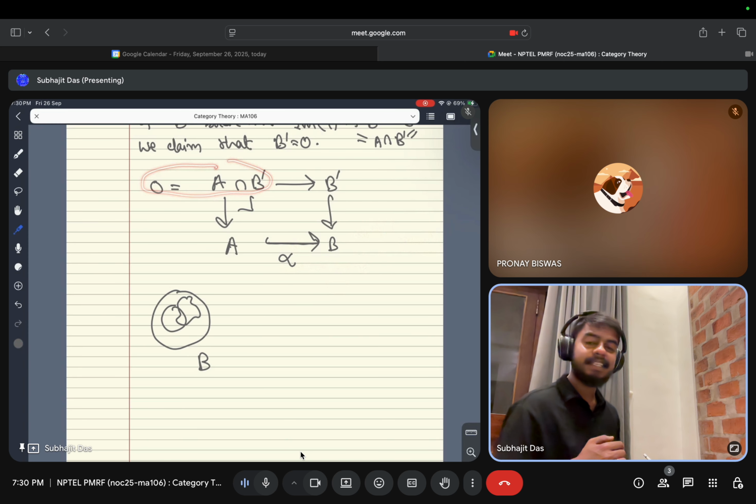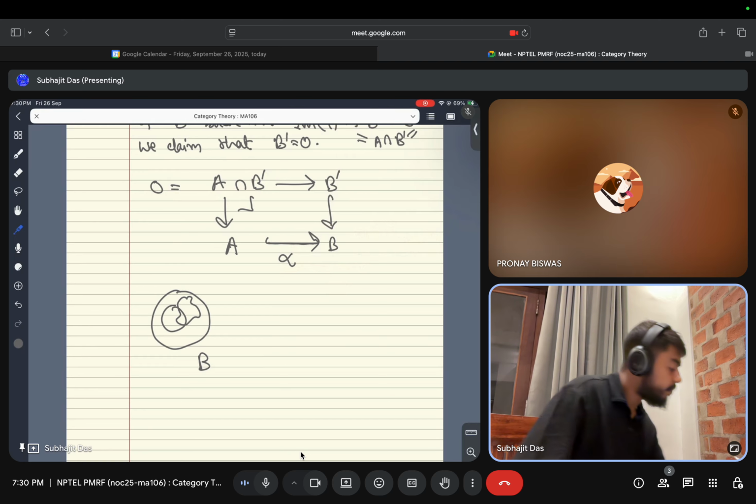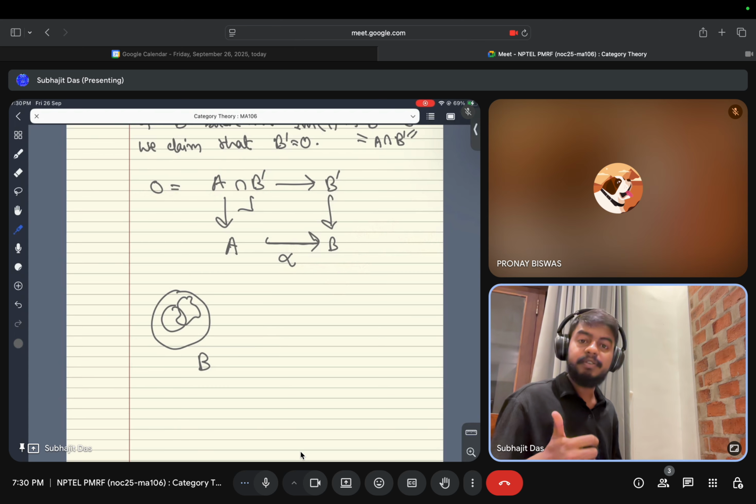So what is this saying? This is saying that A intersection B prime is the 0 object, right? They don't really intersect. So that means that the kernel of alpha, if you look at the kernel of alpha, what was I going to say?